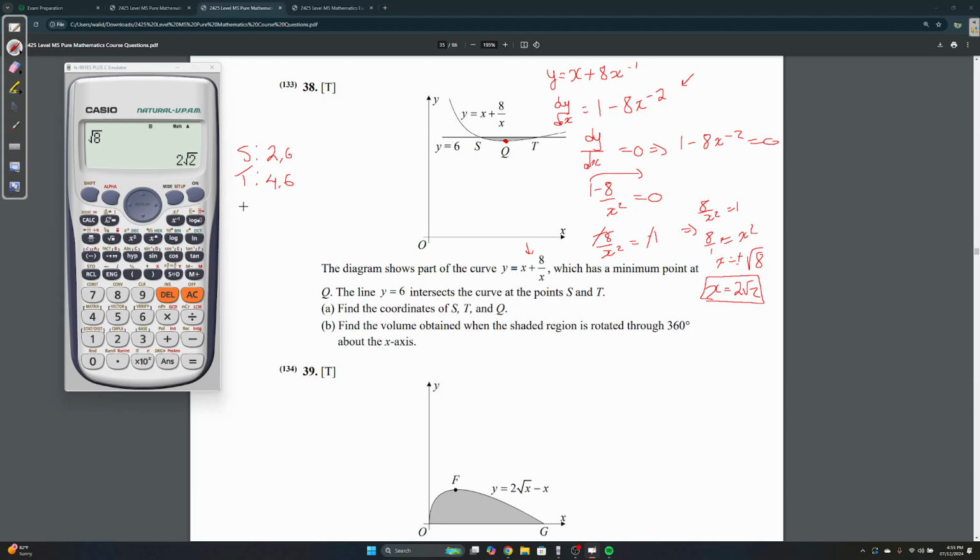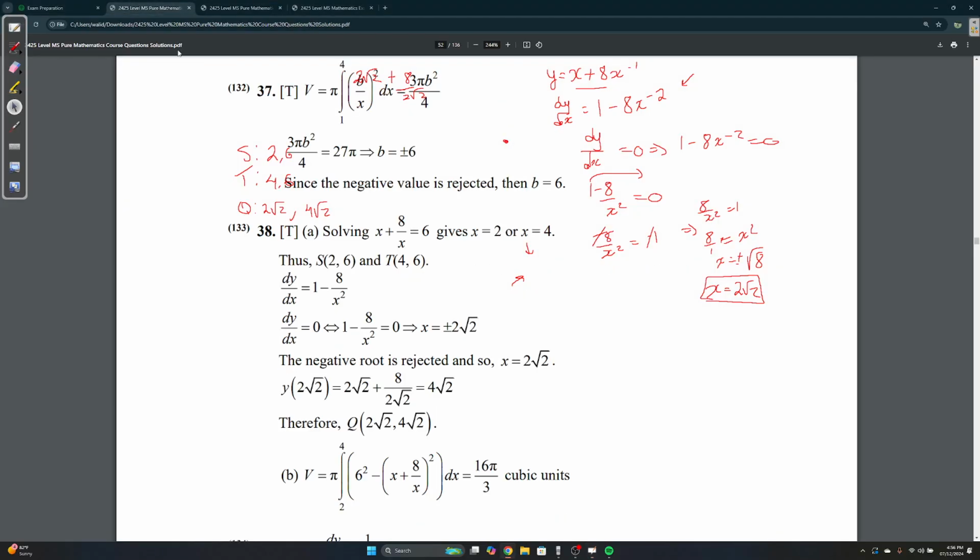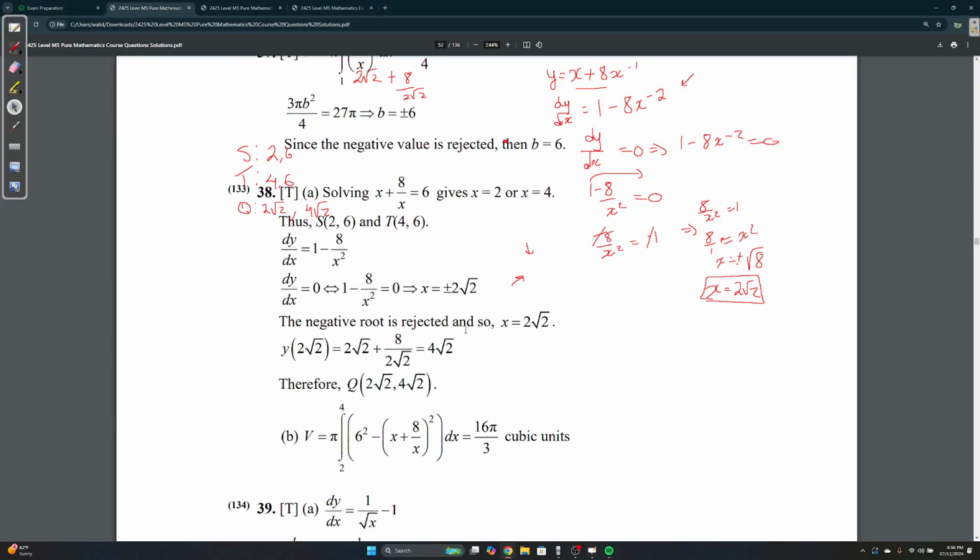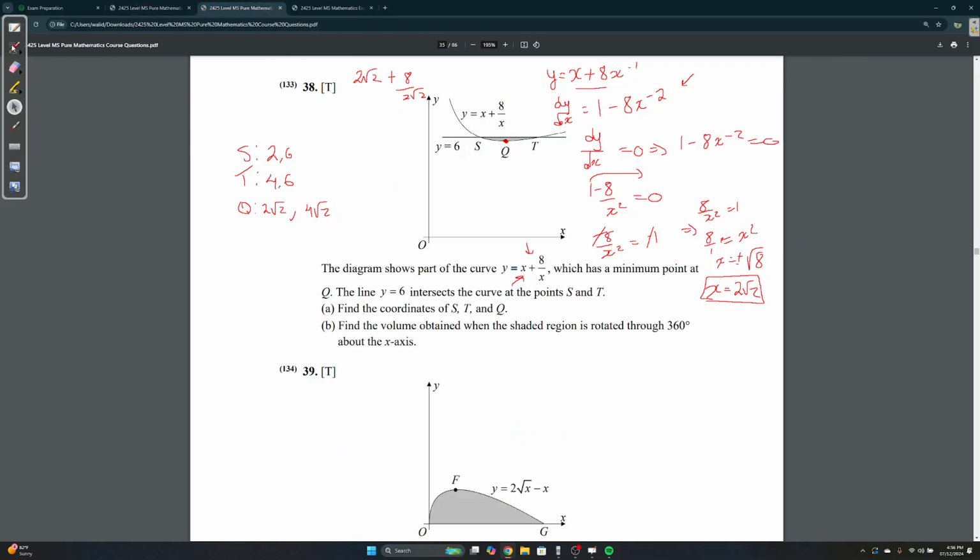So q is going to be 2 root 2, comma, how much is y at 2 root 2? Obviously, you can't substitute x into the derivative because it's going to get you 0. We need to substitute x into our original y, right? So substitute 2 root 2 into y, 2 root 2 plus 8 over 2 root 2. That gives you 4 root 2. So 2 root 2 comma 4 root 2. Let's check if this is correct. Yes. Okay, so we found our coordinates.